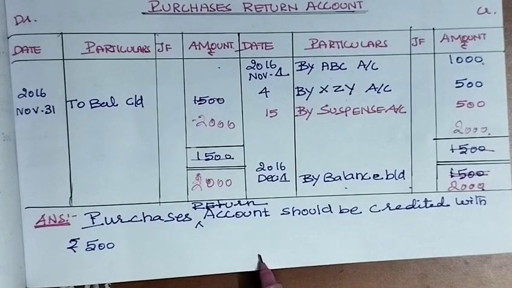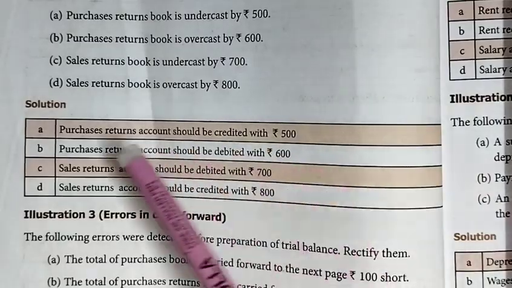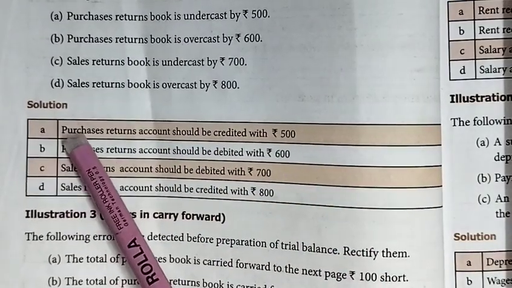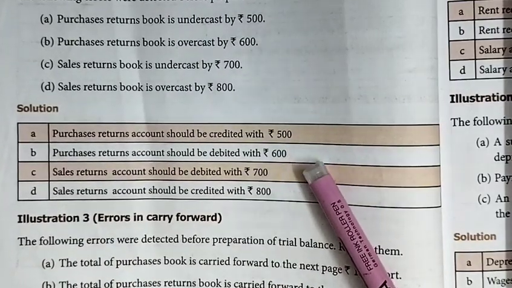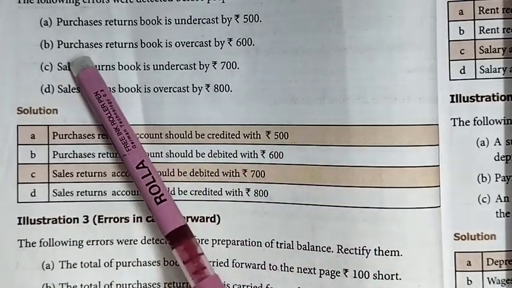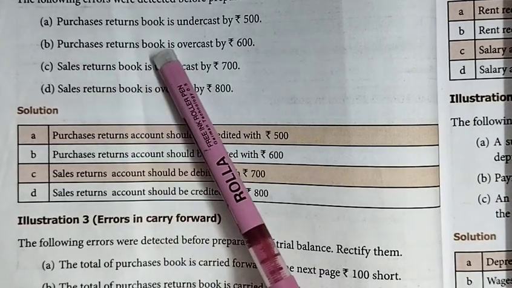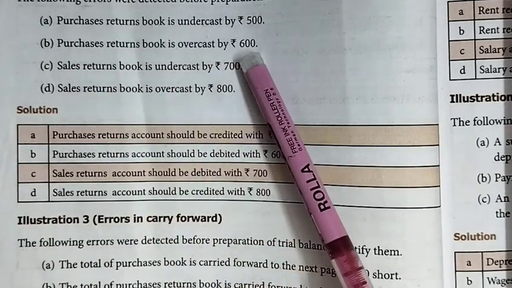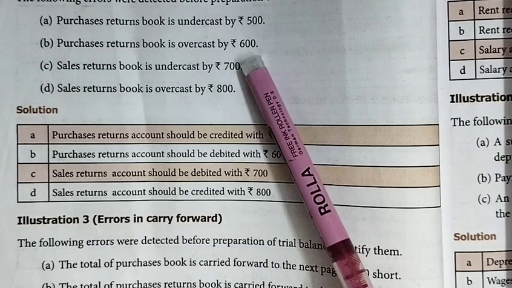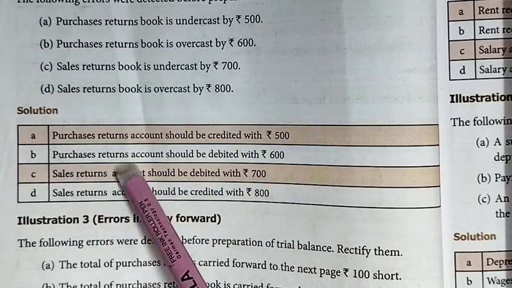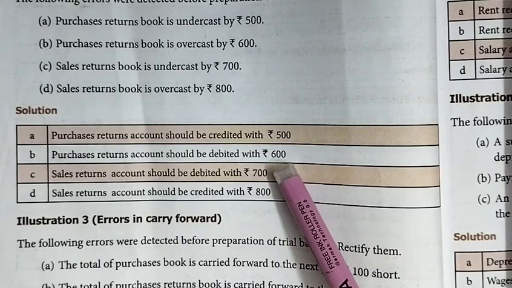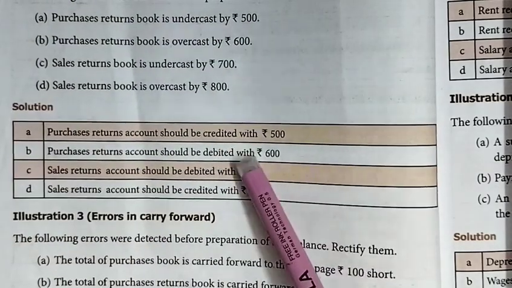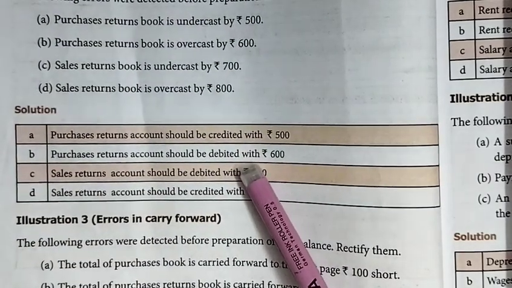Got it? Okay. So listen here, what is the solution? Purchases written account should be credited with 500 rupees. Okay, got it? Then the next transaction is purchases written book is overcast by rupees 600. What is the solution? Purchases written account should be debited with rupees 600. How do you get this answer? I will explain to you.